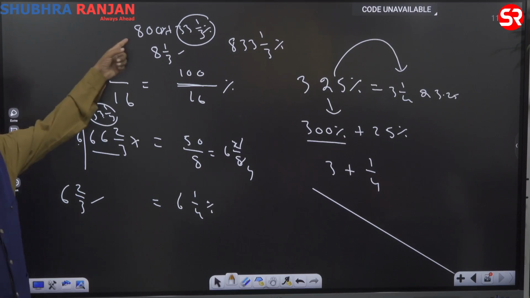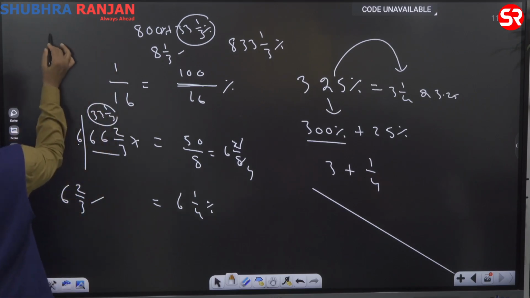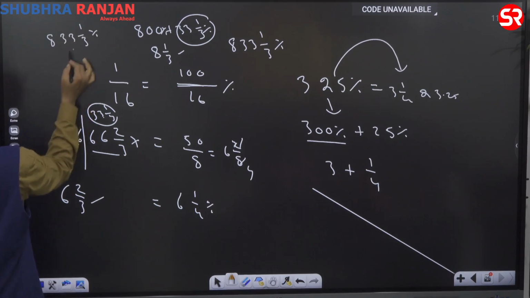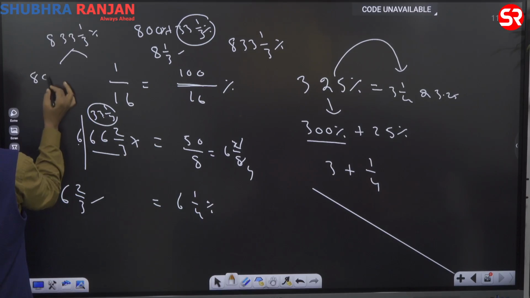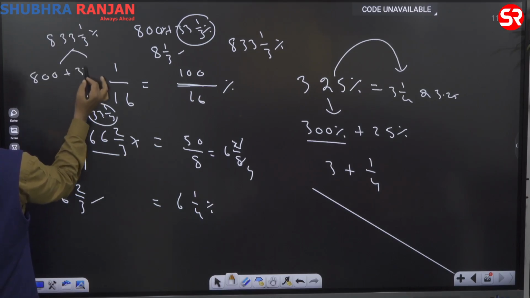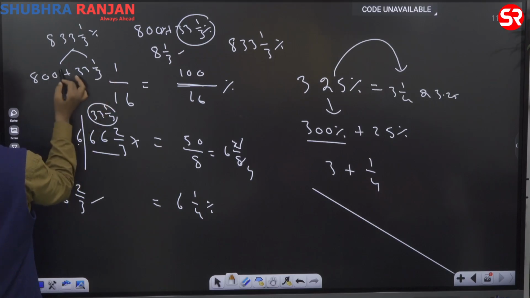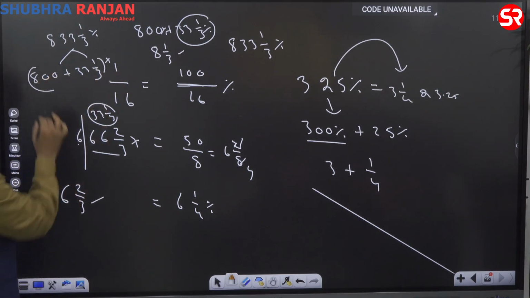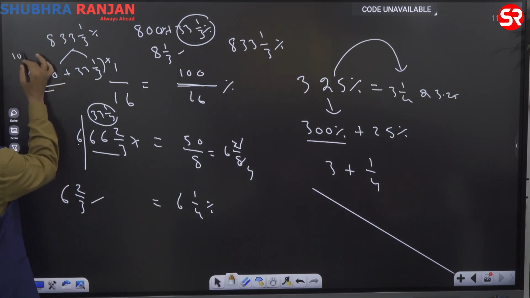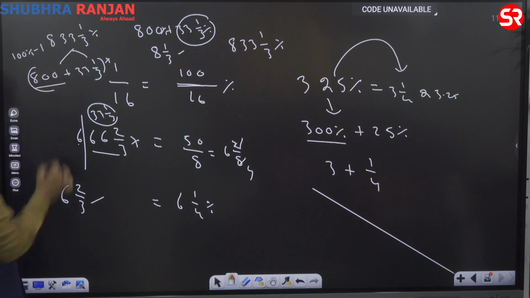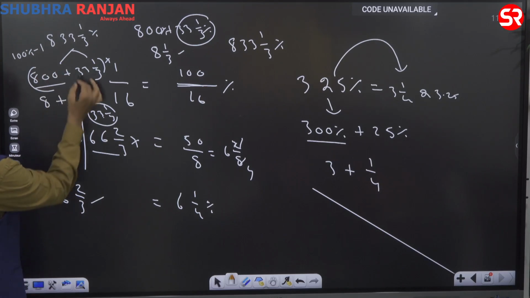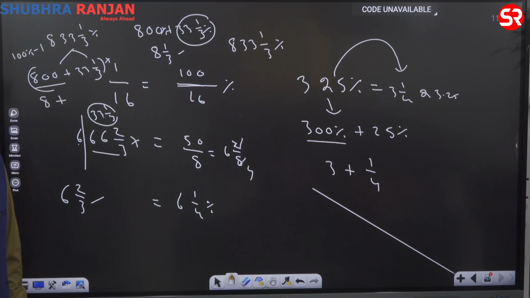This one. 833 1/3% can be split into 800% plus 33 1/3%. Okay. 100% is, we know 100% is what? 1. If 100% is 1, what is 800%? 8. And we know 33 1/3%. What is 33 1/3%?